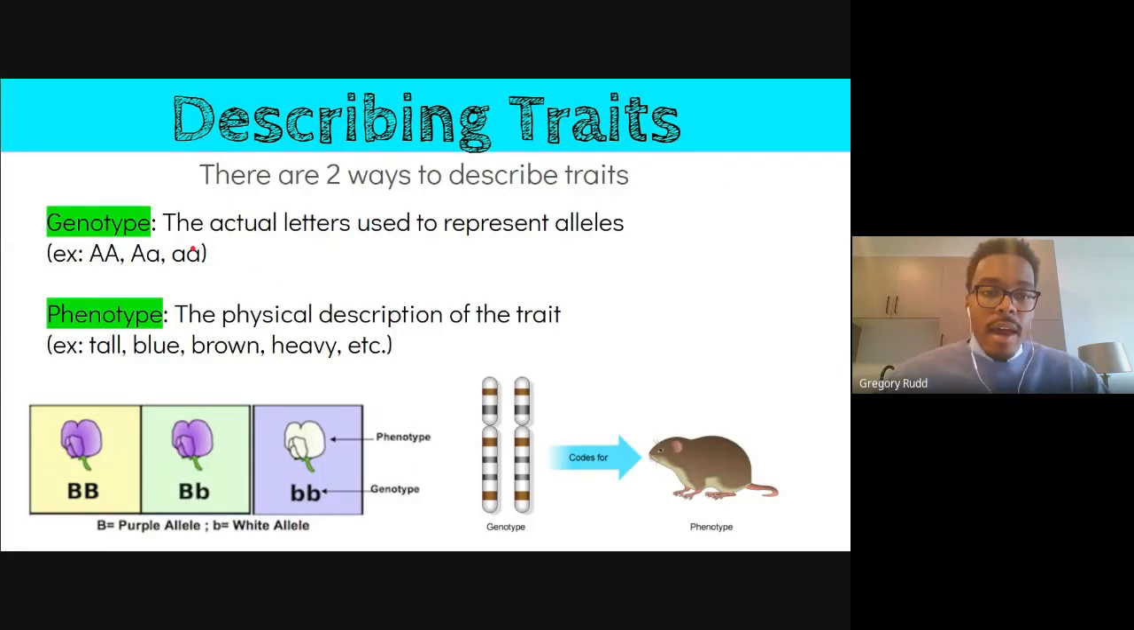So what we were just looking at is called a genotype. It's when you use the letters to represent alleles. But there's another way to describe a trait, and it's called a phenotype. And this is when you provide a physical description. You should definitely write these definitions down as well as the examples. There are two ways to describe traits. We can do that using the genotype, which uses letters to represent genetic alleles, or we can do that using a phenotype, which is just a basic physical description of the trait.